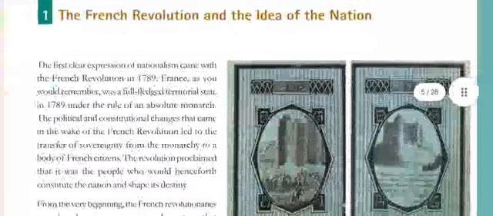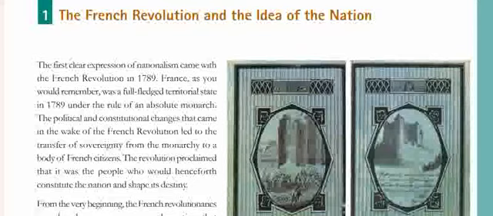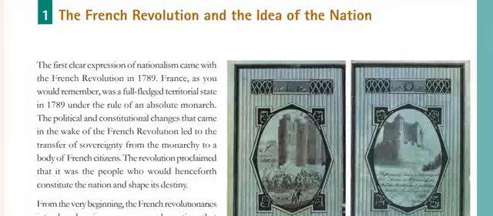The French Revolution and the idea of the nation. The first clear expression of nationalism came with the French Revolution in 1789. France, as you would remember, was a full-fledged territorial state in 1789 under the rule of an absolute monarch. The political and constitutional changes that came in the wake of the French Revolution led to the transfer of sovereignty from the monarchy to the body of French citizens. The revolution proclaimed that it was the people who would henceforth constitute the nation and shape its destiny.